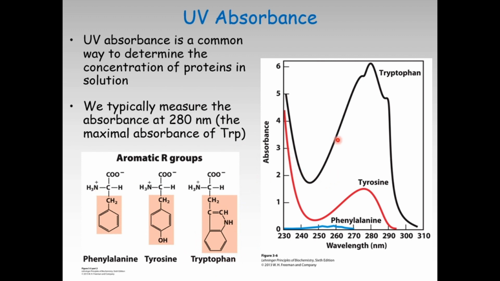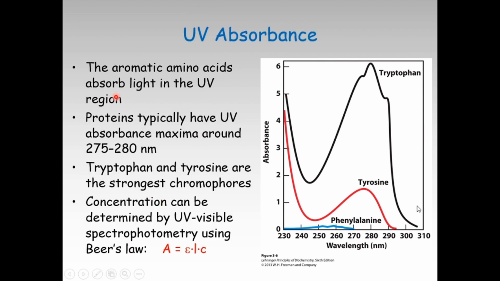If you look at the absorbance spectra, the absorbance of tryptophan is really high at 280 nanometers. Tyrosine, not so much, and phenylalanine is very low. Again, reiterating the fact that aromatic amino acids absorb light in the UV region, and proteins typically have UV absorbance maxima around 280 nanometers. Tryptophan and tyrosine are strong chromophores. Remember this, right? Now, concentrations can be determined by UV-visible spectrophotometry using the Beer-Lambert law.